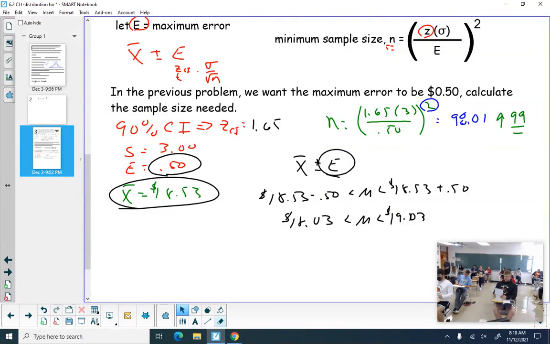So we need to know our calculator, what it can do. And if you don't have a TI calculator, you might want to get one. At least borrow one for a class.